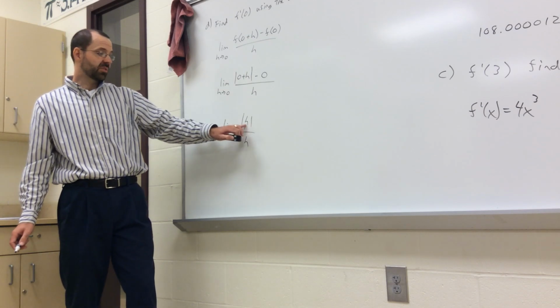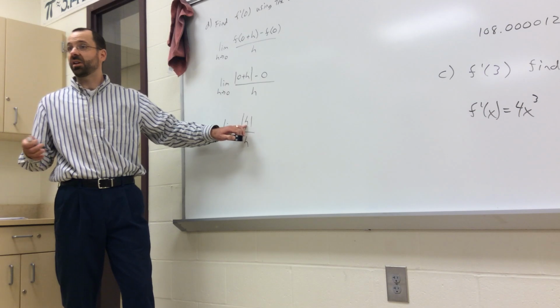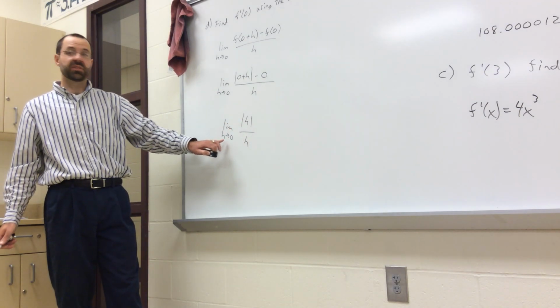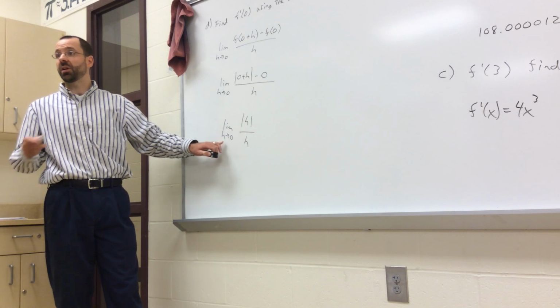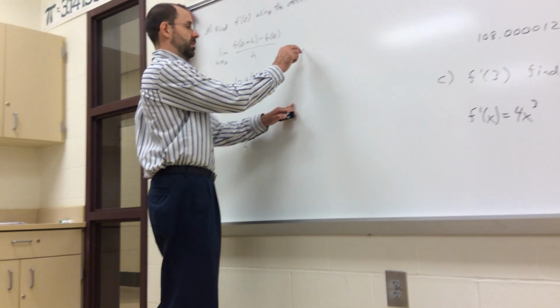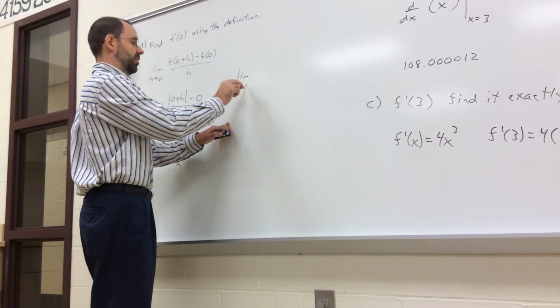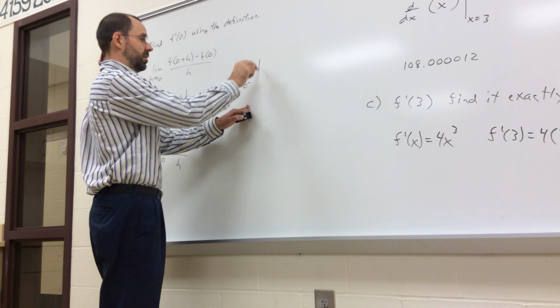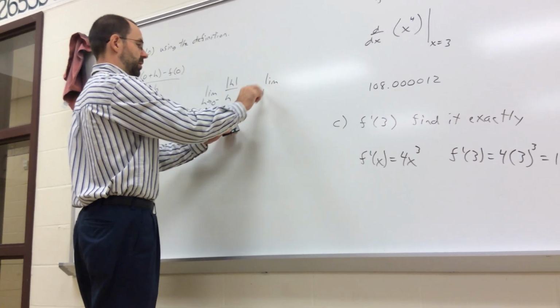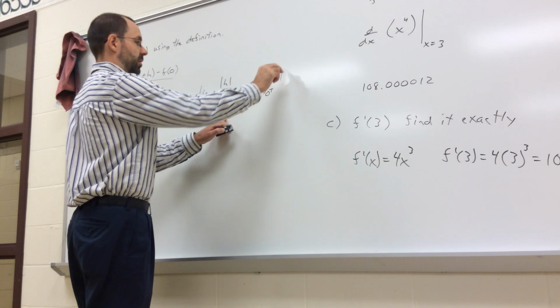Okay, so now absolute value behaves differently depending on whether you have a positive or a negative number, right? So I'm going to split this up into the two different limits. I'm going to come towards 0 from the left and towards 0 from the right. Take the limit towards 0 from the left, and then separately take the limit towards 0 from the right.